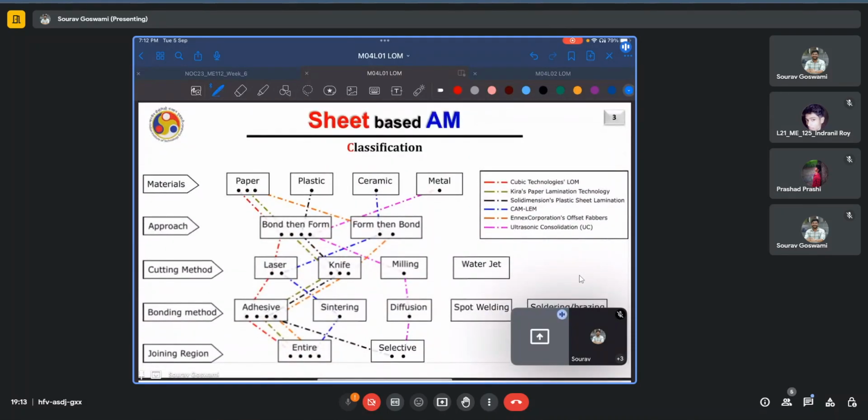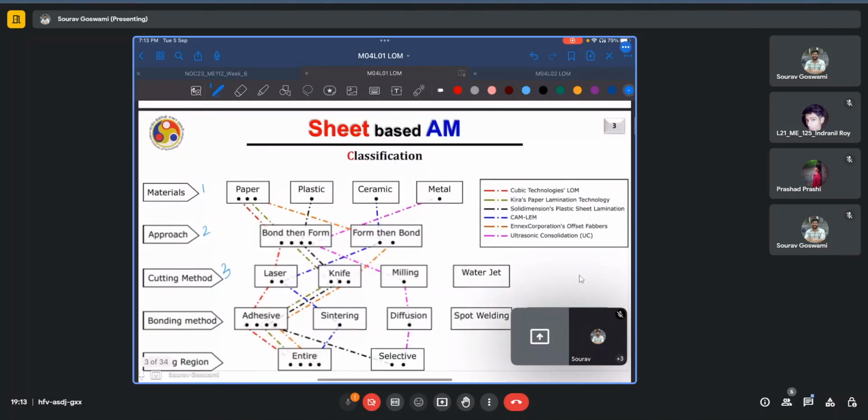For sheet-based AM also, Professor Kapil has displayed this classification based on the various subsystems that are used. In a sheet-based AM process, the subsystems can be first the materials, second the approach, and for approach you have two primary ones: either you form and then bond, or you bond and then form. What these are, we'll discuss as we go along. Third is the cutting method, then the bonding method, and finally the joining of the regions.